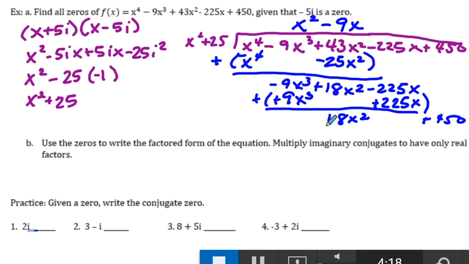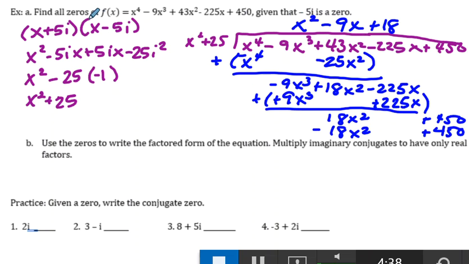So I have 18x squared divided by x squared, I get plus 18. And then multiply the 18 times x squared plus 25, I get 18x squared plus 450. So when I subtract, I have a remainder of 0. So this is my answer.